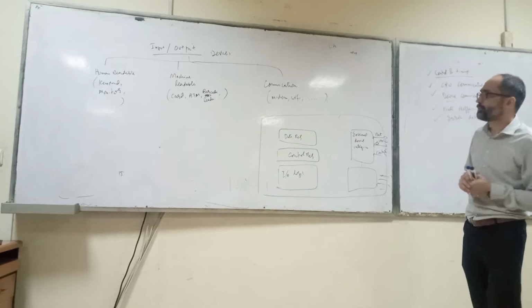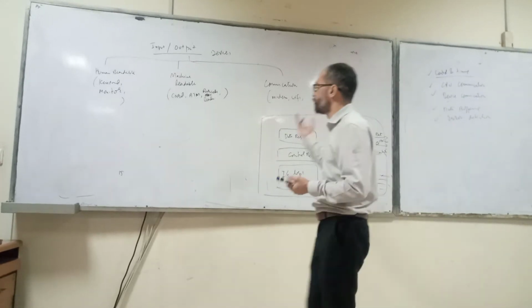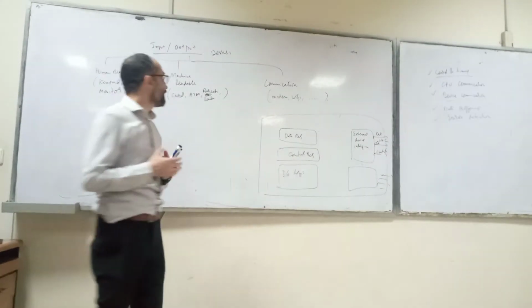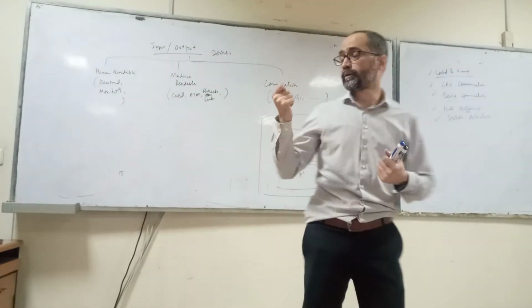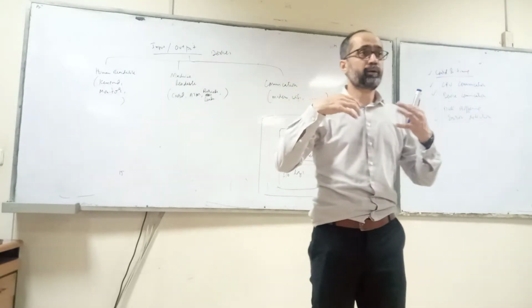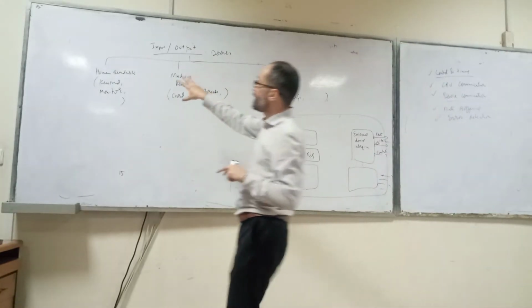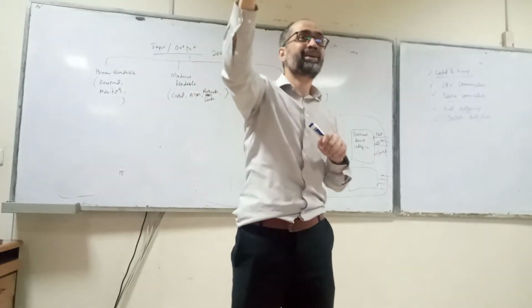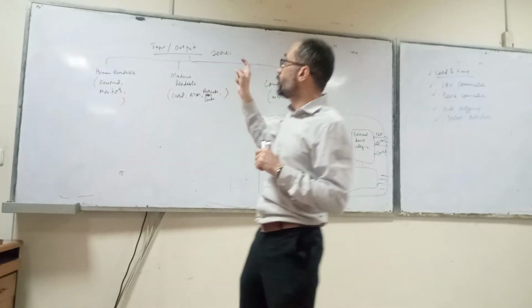The first category is human-readable devices. Then there are machine-readable devices, and communication devices. So what is a human-readable device? These are the devices with which the user interacts with the system. The human interacts with the system through human-readable devices.